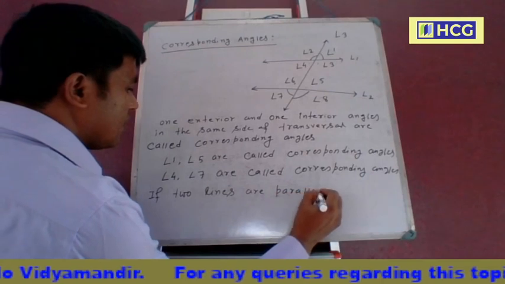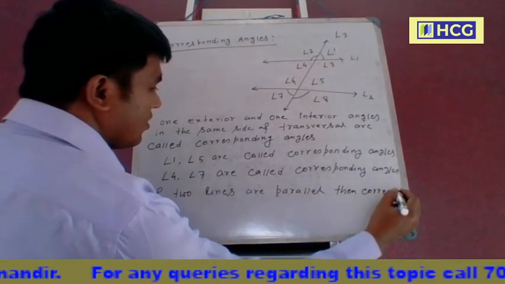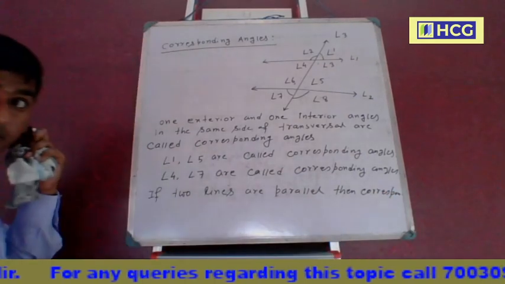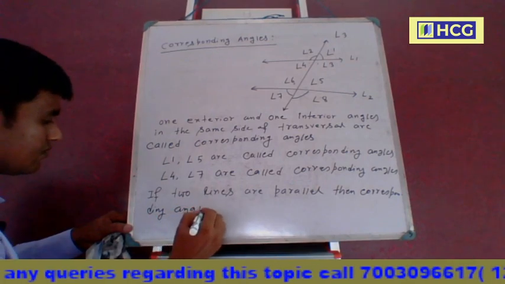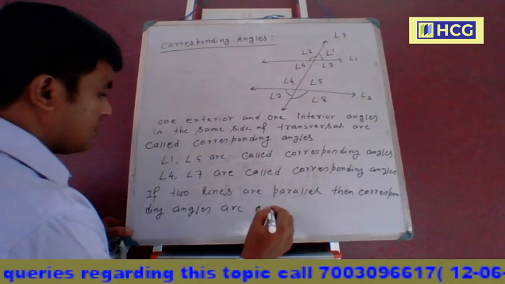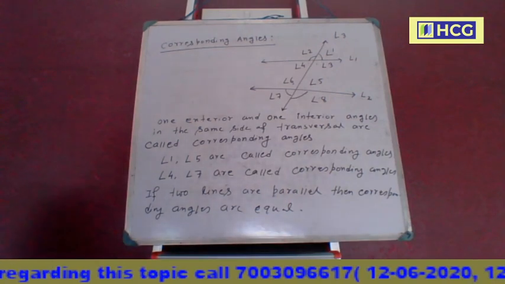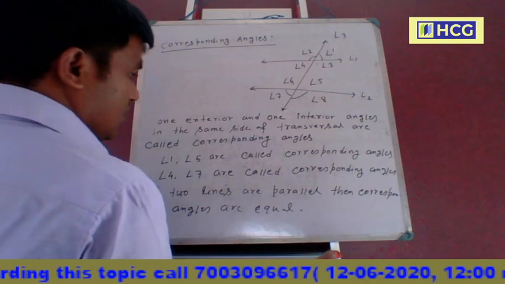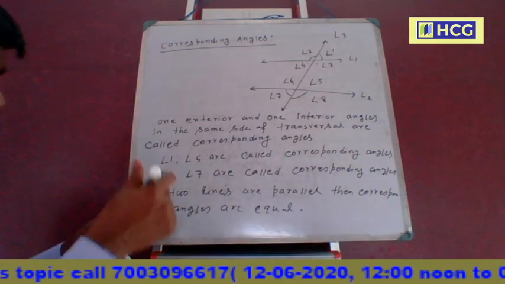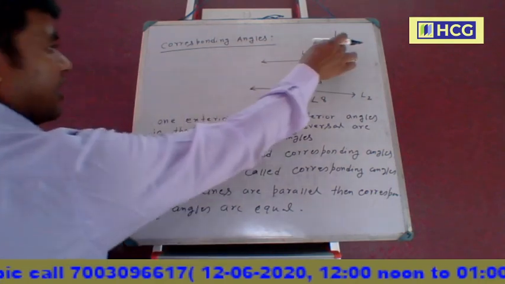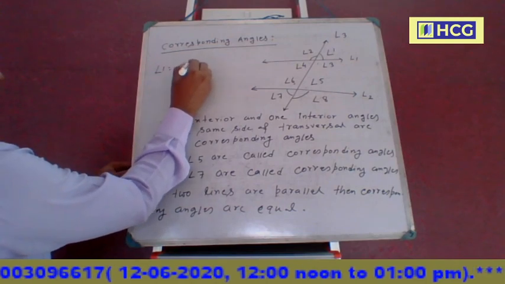If two lines are parallel, then corresponding angles are equal. This is an axiom. If two lines are parallel, many corresponding angles are formed, and corresponding angles are equal. Here angle 1 and angle 5 are corresponding angles, so angle 1 equals angle 5.